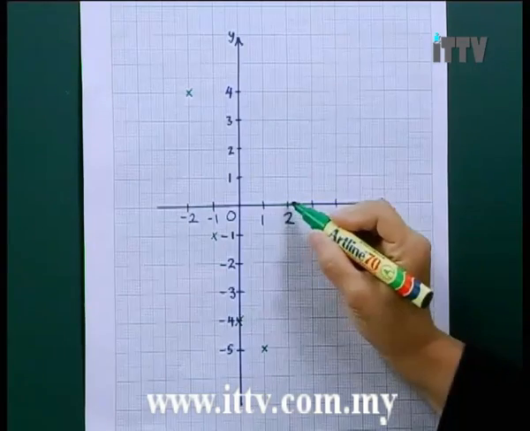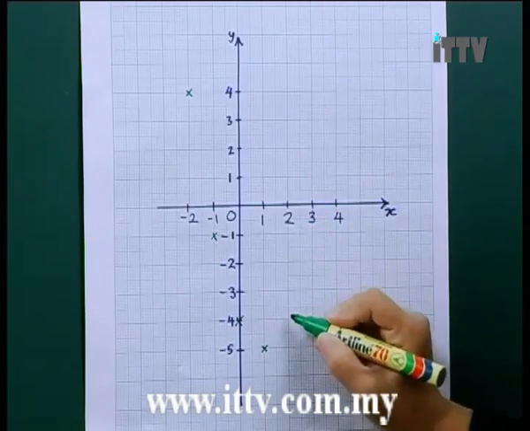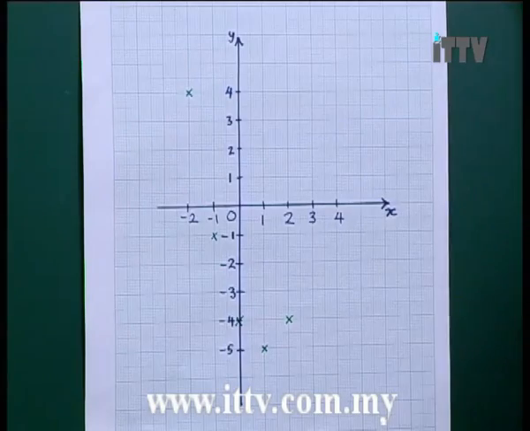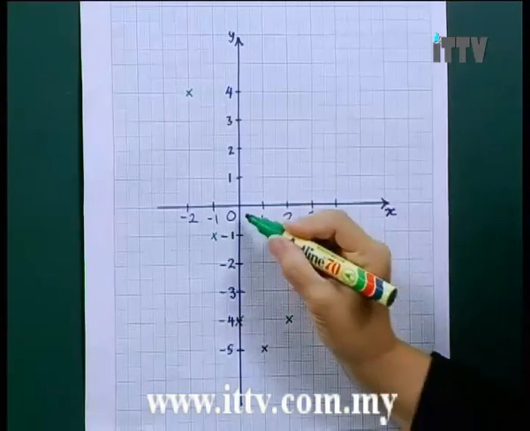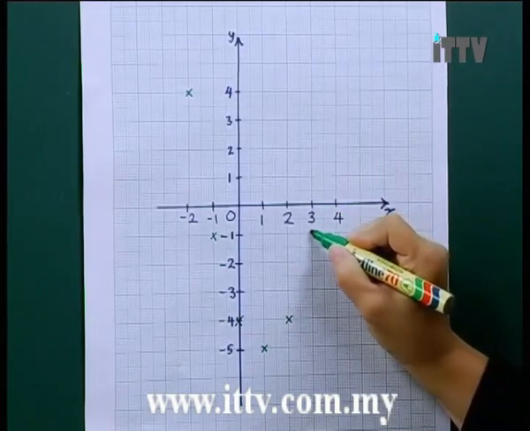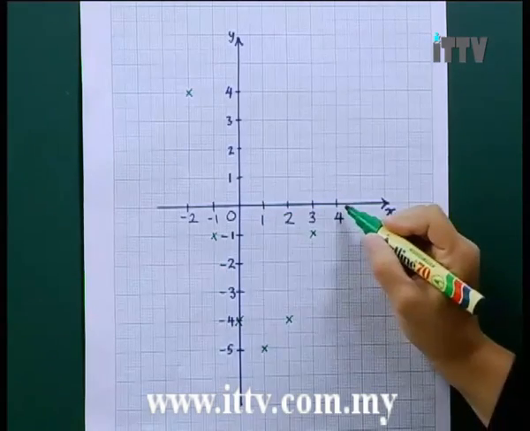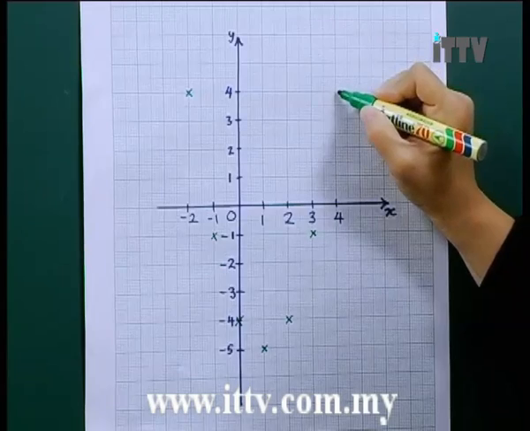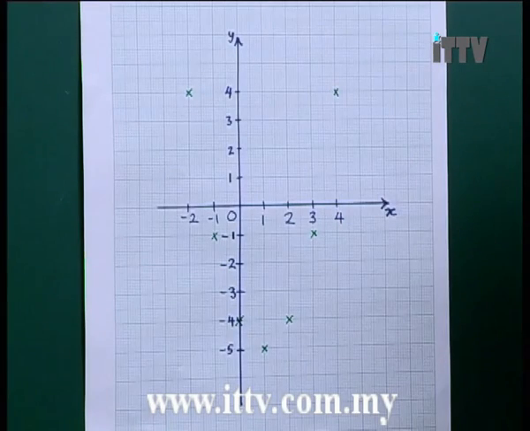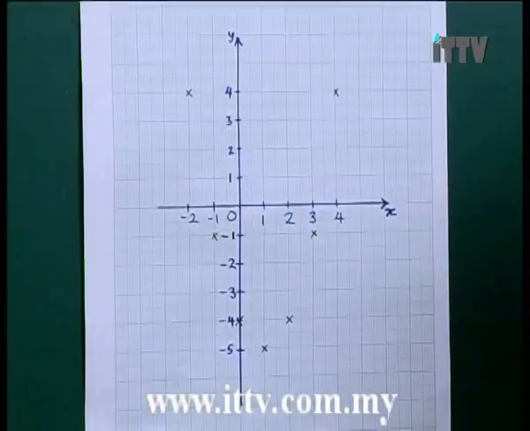2, -4 is 2 and down 4 units. 3 and -1 means move to the right 3 and move 1 unit down. And finally 4, 4 brings us to 4 units right, 4 units up. It takes a little bit of practice, viewers, to make your curve as smooth as possible, but as you practice, you will gain more confidence when you're drawing your graph.